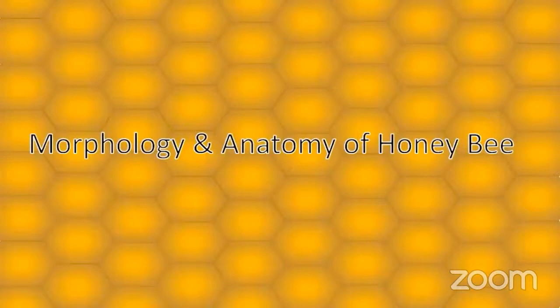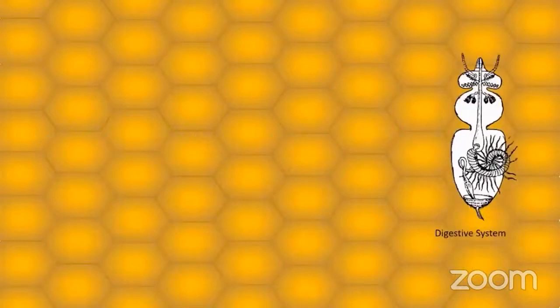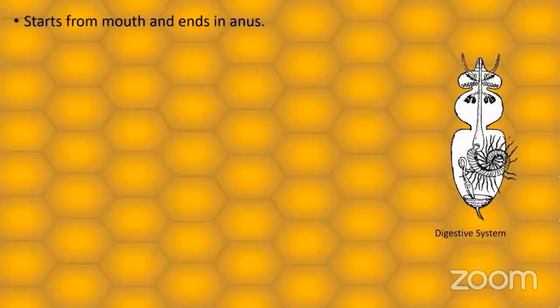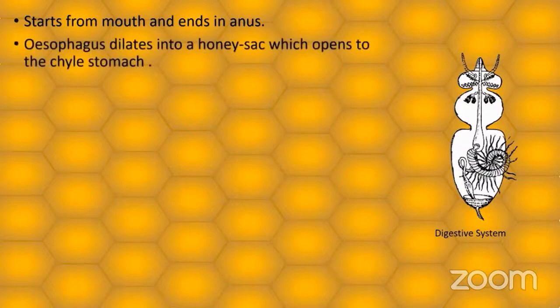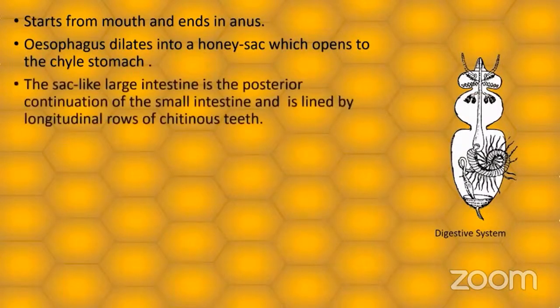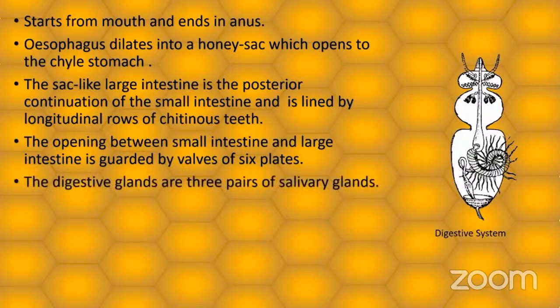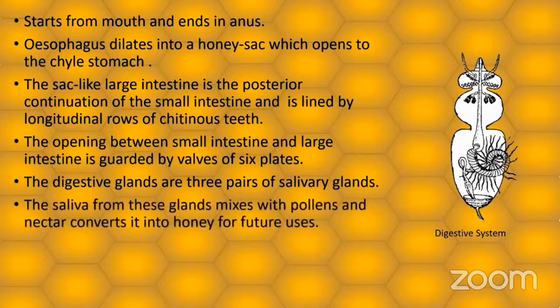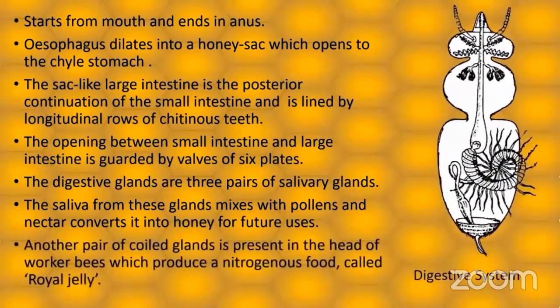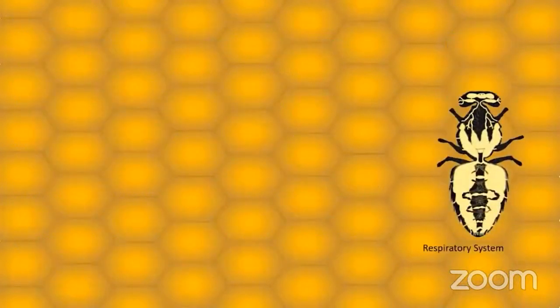Now, let's discuss about the anatomy and morphology of the honeybee. Let's start with digestive system. Digestive system starts from mouth and ends in anus. Esophagus dilates into honey sac, which opens into the child's stomach. The sac-like large intestine is the posterior continuation of the small intestine, and it is lined by a longitudinal rows of chitinous teeth. The opening between the small intestine and large intestine is guarded by the walls of 6 plates. The digestive glands are 3 pairs of salivary glands. The saliva from these glands mixes with pollen and nectar, and it is converted into honey for future uses. Another pair of coiled gland is present in the head of the worker bees, which produce a nitrogenous food called royal jelly. Next comes respiratory system.